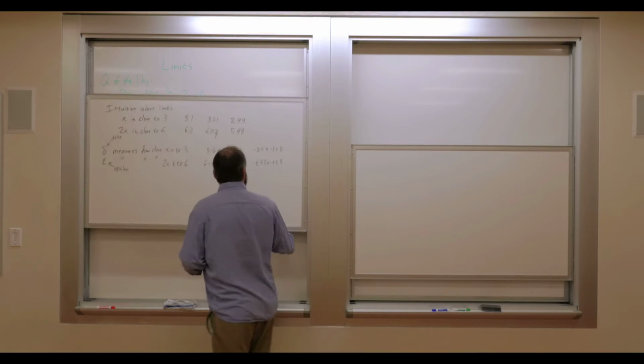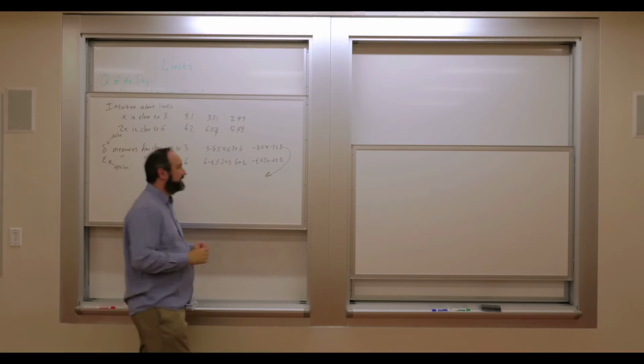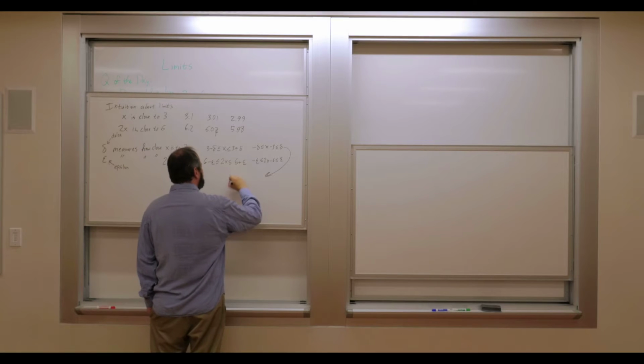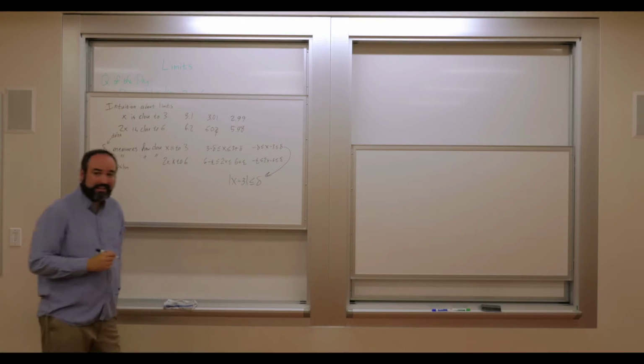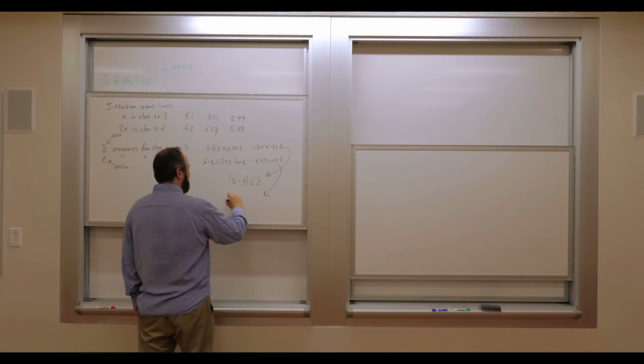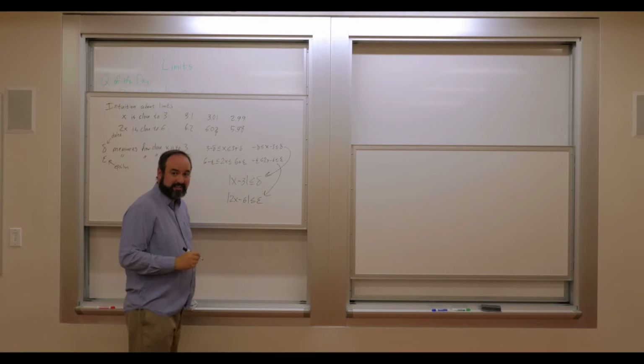So if negative delta is less than x minus 3 is less than delta, that's the same as saying that the absolute value of x minus 3 is less than delta. And this statement is the same as saying that the absolute value of 2x minus 6 is less than epsilon.